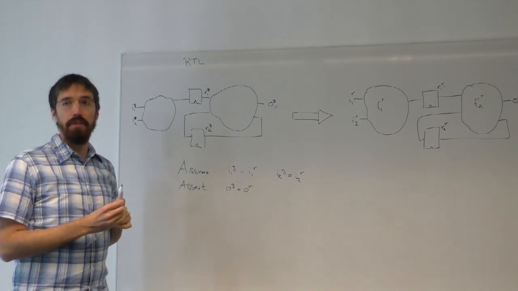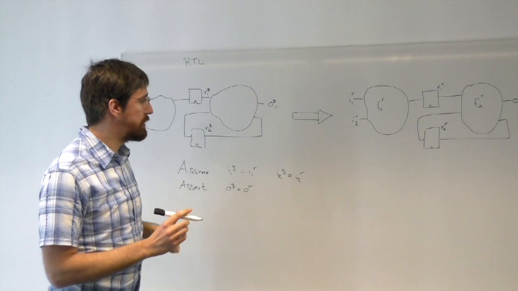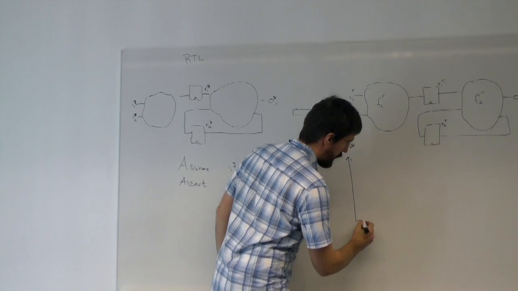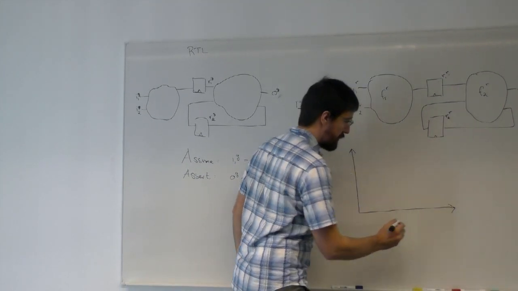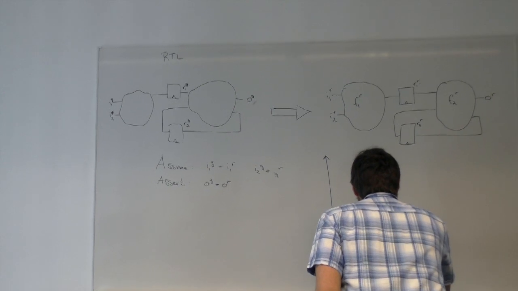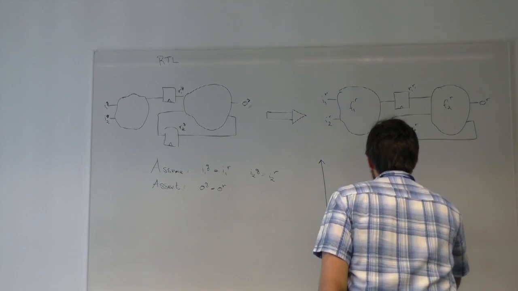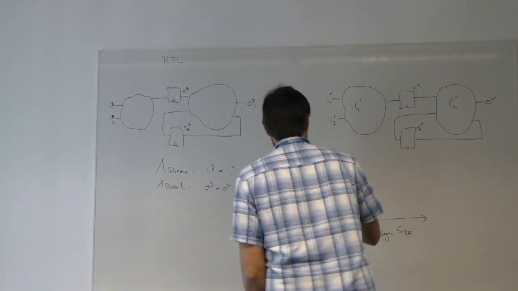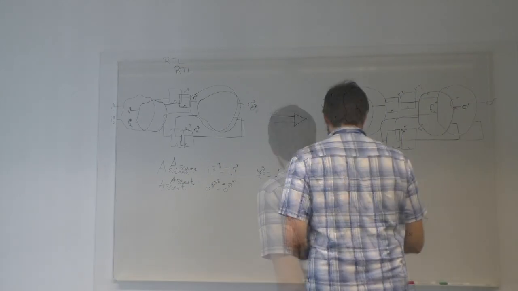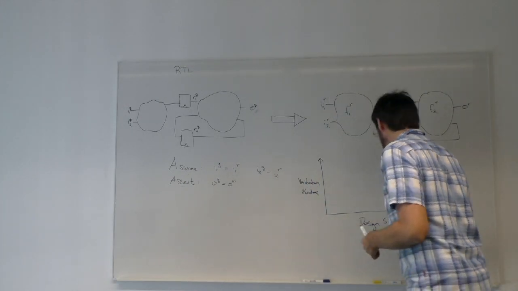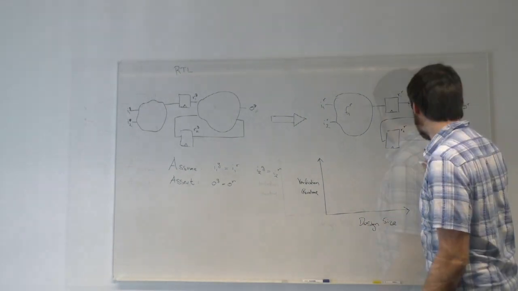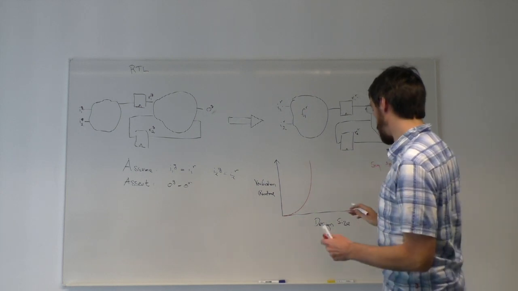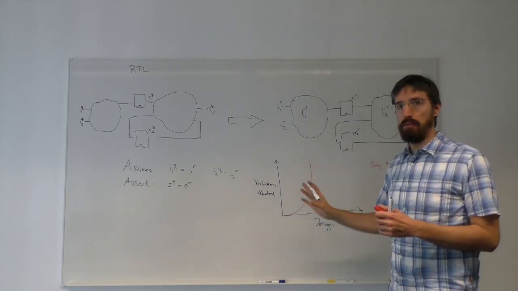The problem here is scalability. And what I mean by scalability, let's draw a little diagram here. We have on the x-axis the design size, and then on the y-axis the verification runtime. What you would get for this approach, which I'm calling the fully sequential approach, is a runtime which looks like this. So with increasing design size, the verification runtime grows exponentially.